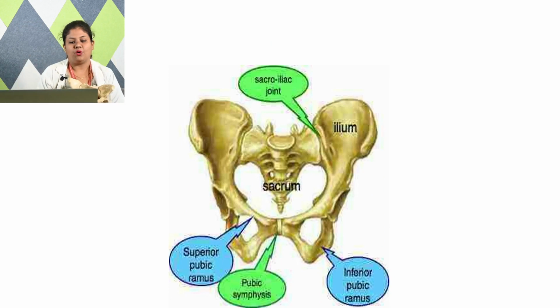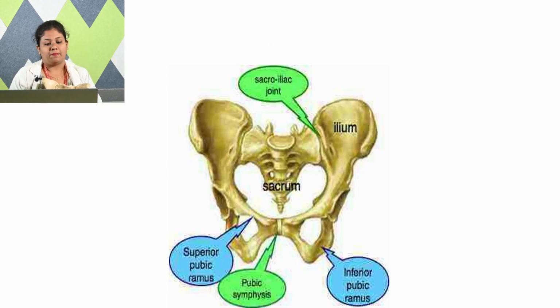We can see over here the superior pelvic ramus, pelvic symphysis, inferior pelvic ramus, ilium, and sacrum. So this pelvis contains the sacrum and coccyx. Now the sacrum is 5 fused bones, whereas the coccyx is 4 fused bones. So we have seen regarding the ilium.